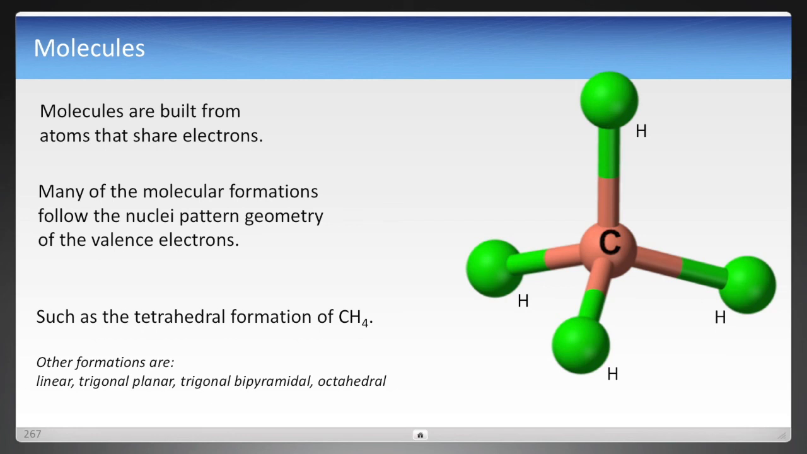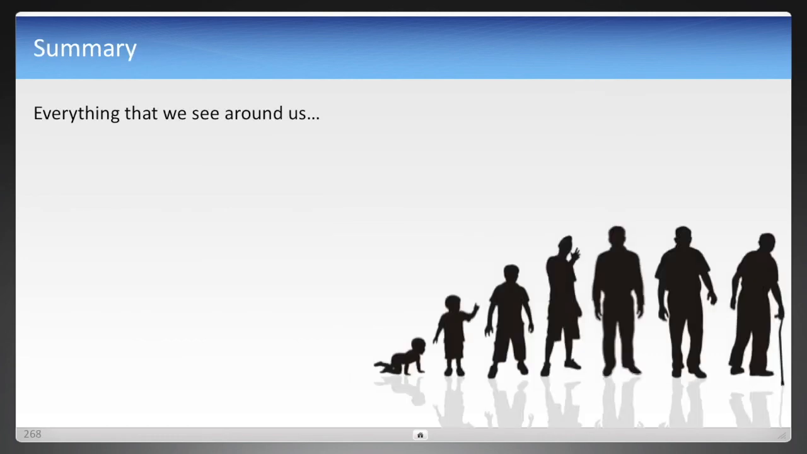But there are other ones, linear and trigonal planar, and all of these are really just following the same nuclei pattern geometry of the valence electrons. So again, everything builds on itself, starting from the smallest one. And this is the summary.